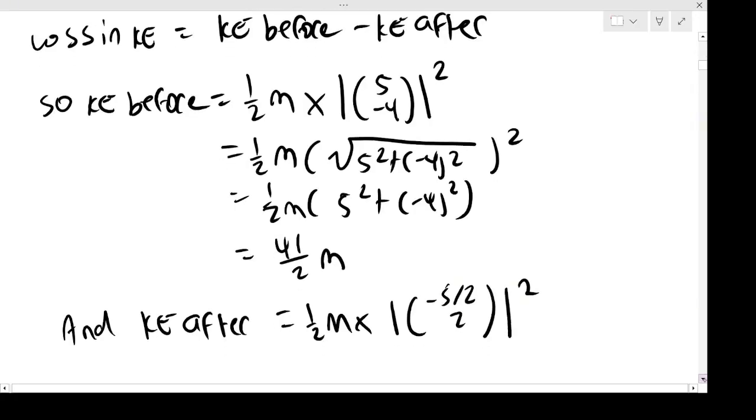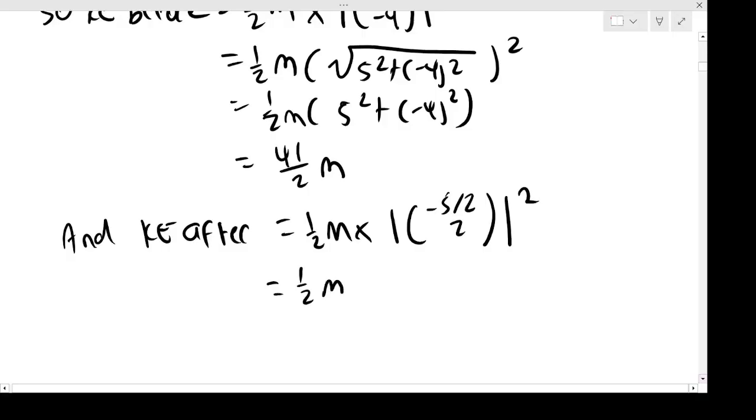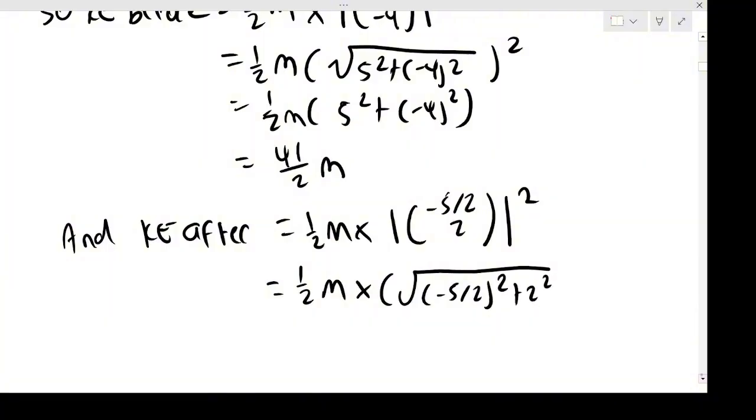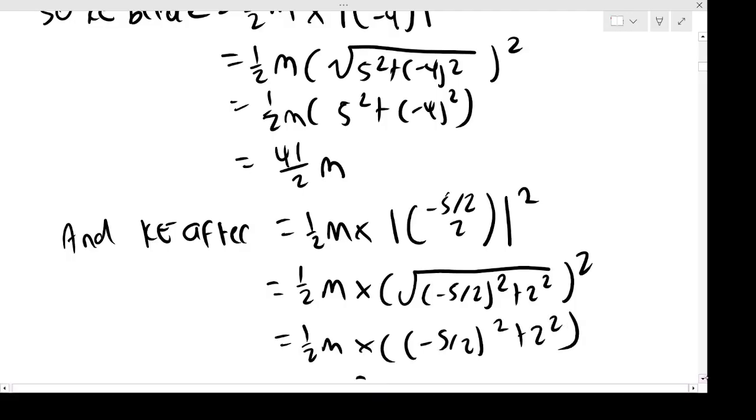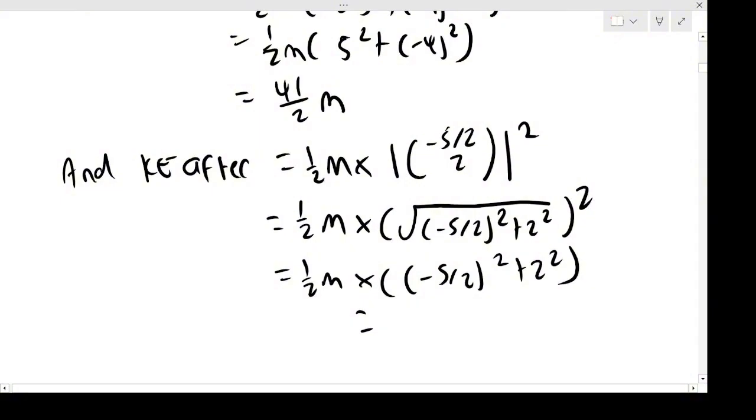So if we work that out, that's going to be the root of (-5/2) squared plus 2 squared, and then that'll be rooted, and then we square again. So that'd be (-5/2) squared plus 2 squared. If we just chuck all that in the calculator, we get 41 over 8 lots of m, and that's my simplified answer there.